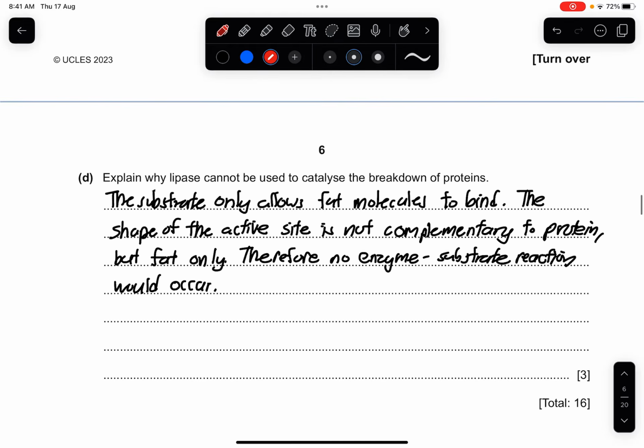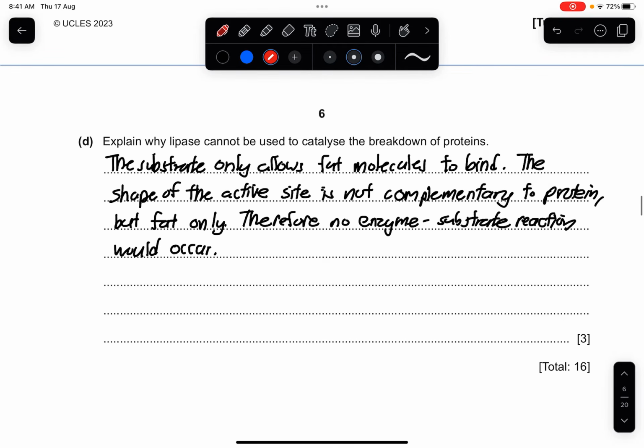Okay. Question 1D. Explain why lipase cannot be used to catalyze the breakdown of proteins. What does it mean? It's just asking why lipase cannot break down proteins. Okay, so you must say that the substrate only allows fat molecules to bind. The shape of the active site is not complementary to protein, but fats only. Therefore, no enzyme substrate reaction would occur.